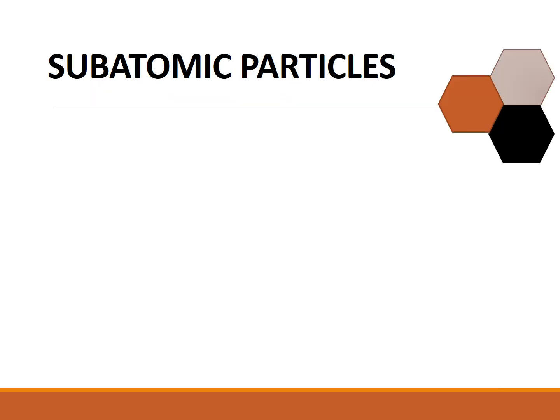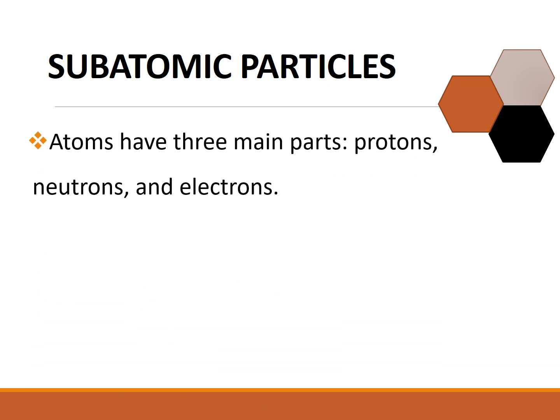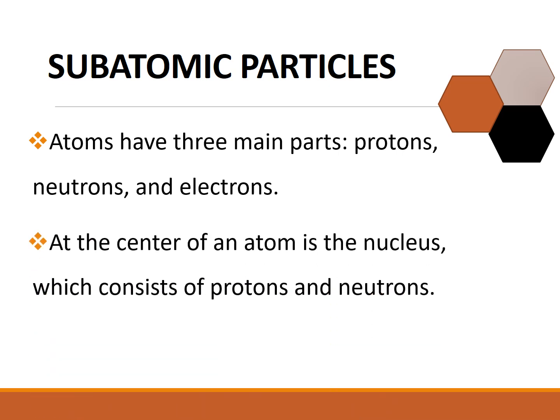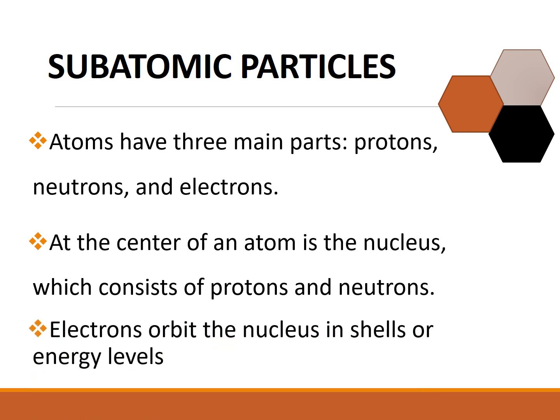Now let's look at the subatomic particles. Atoms have three parts: protons, neutrons, and electrons. At the center of an atom is the nucleus, which consists of protons and neutrons. And surrounding the nucleus are shells or energy levels, which contain electrons, and these electrons orbit the nucleus.